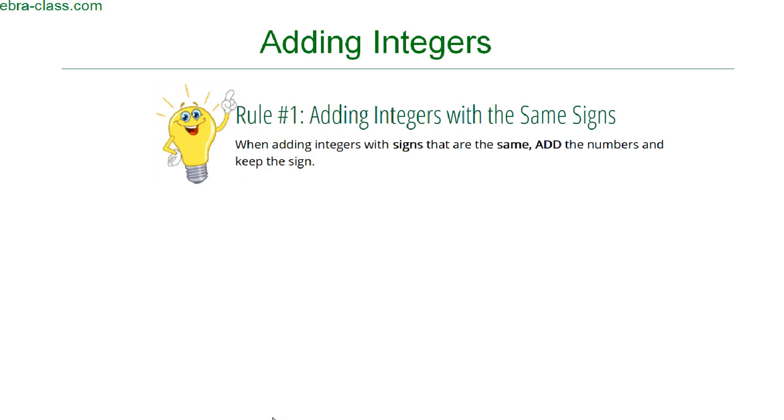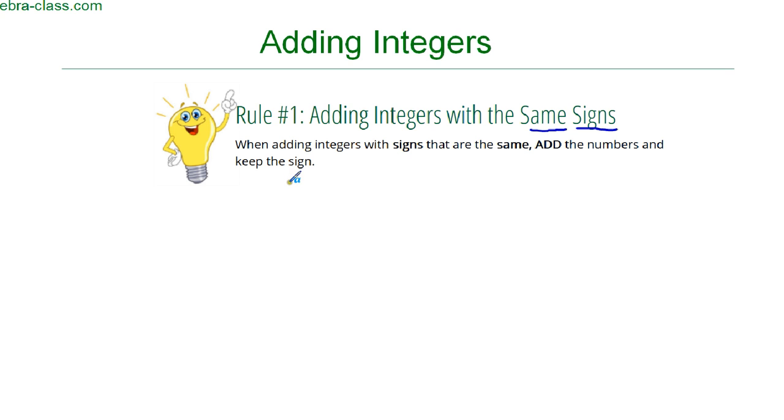In this lesson, we're going to learn the rules for adding integers. So when you add integers, there are two rules that you need to remember. And the two rules depend on the signs of the numbers that you're adding together. So rule number one is that when you're adding integers with the same signs, that means that you're adding a negative plus a negative or a positive plus a positive. So when you add integers with signs that are the same, you add the numbers and keep the sign.